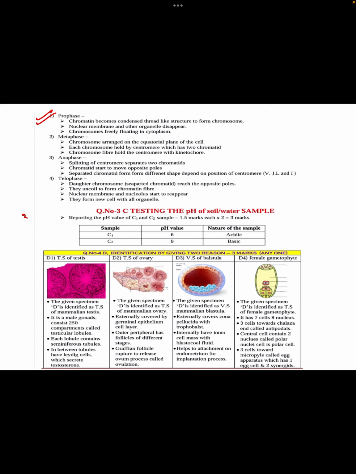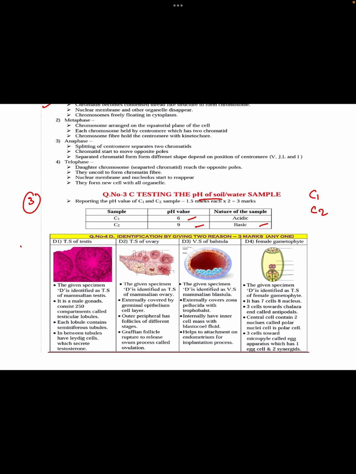And the next third question is testing the pH for soil and water sample. So you have to mention sample C1, C2 in a tabular column. If pH is 6, it is acidic. If pH is 9, it is basic. So you have to write the nature of the sample.